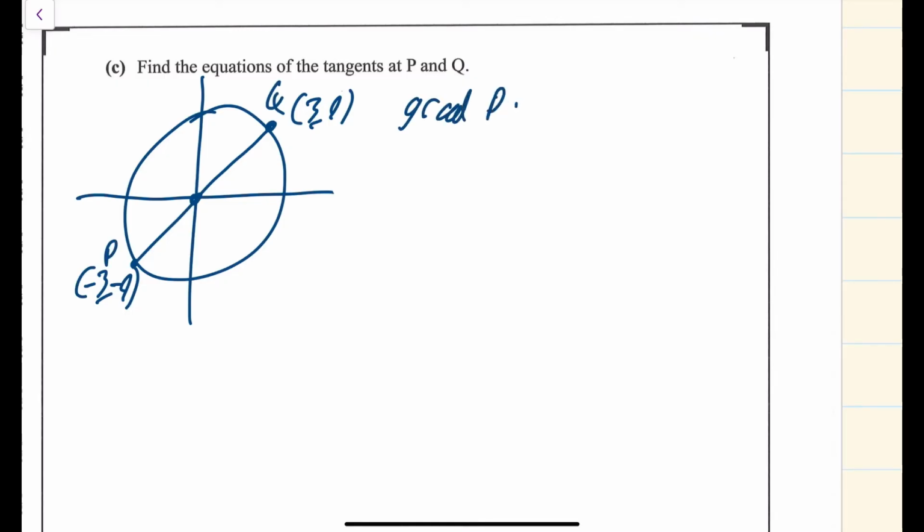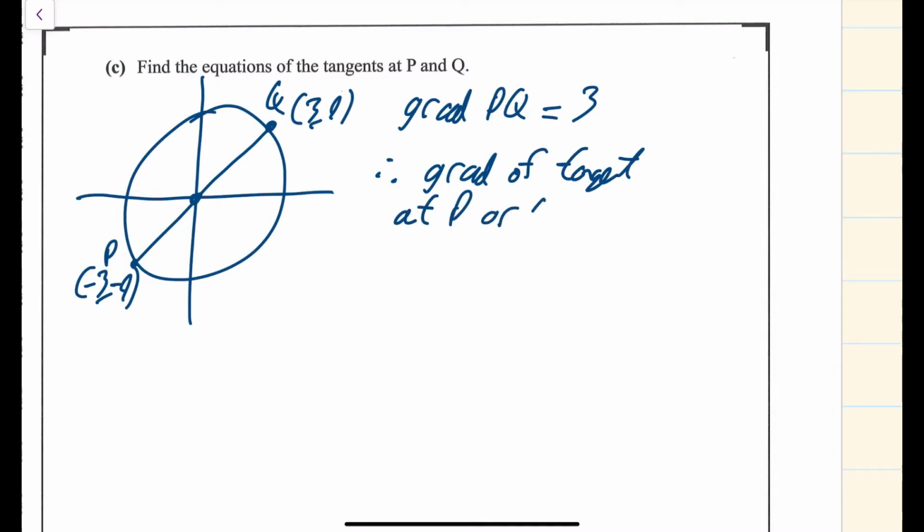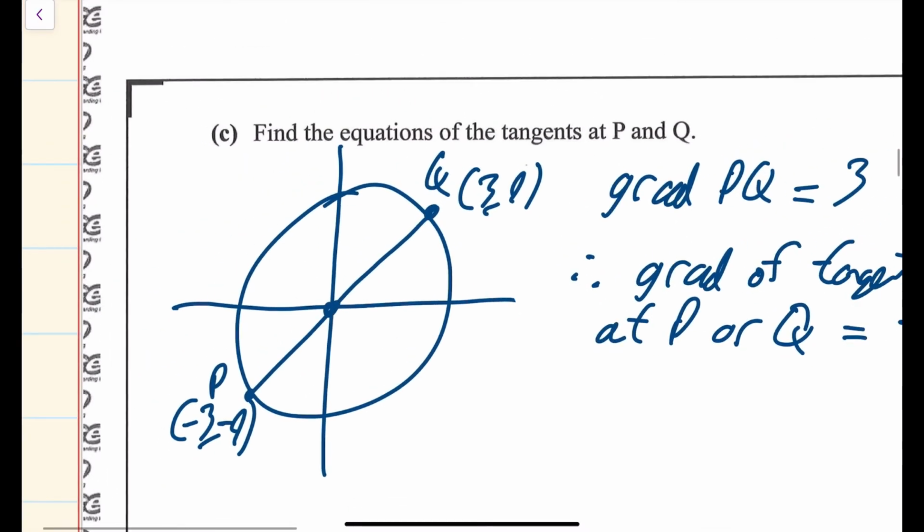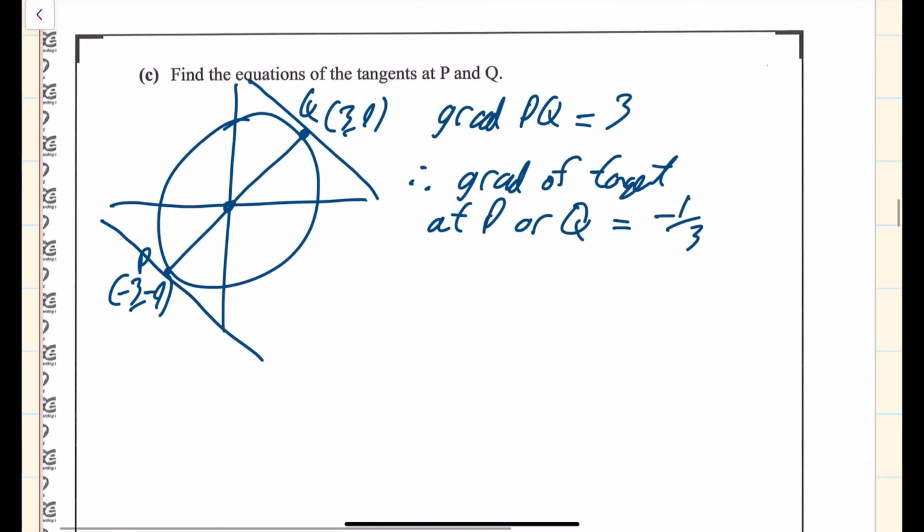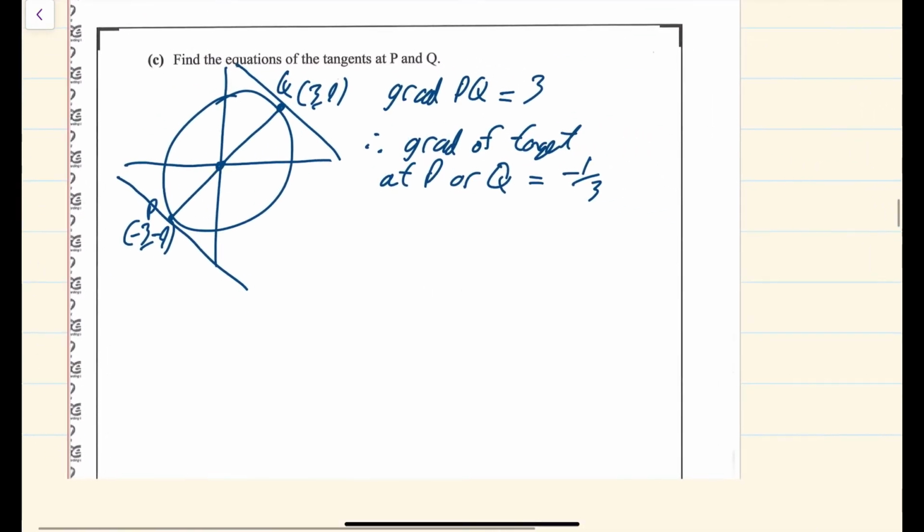The gradient of PQ is equal to 3. We worked that out in the first question. That means the gradient of the tangent at P or Q, because they're going to be the same, is the negative reciprocal of that. It's going to be -1/3. Let me just do that on the diagram. What my tangents would look like, very roughly, that's what they're going to be. Okay, so we'll look at these two separately.